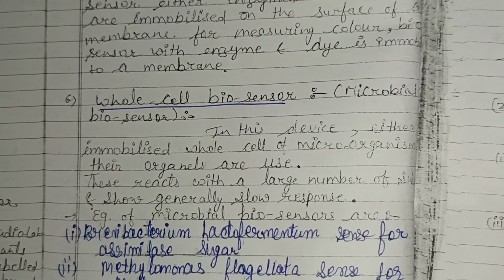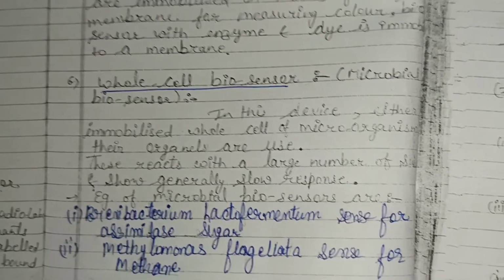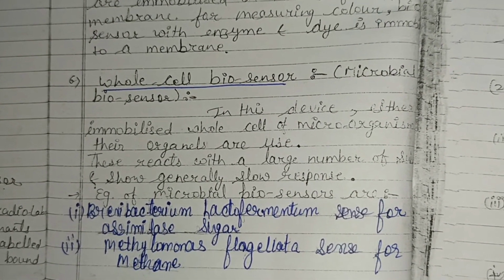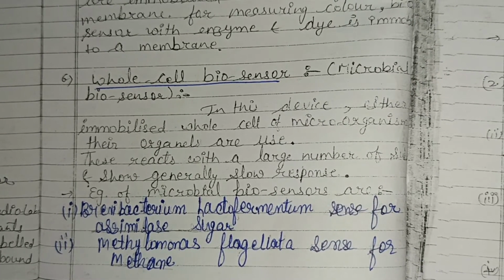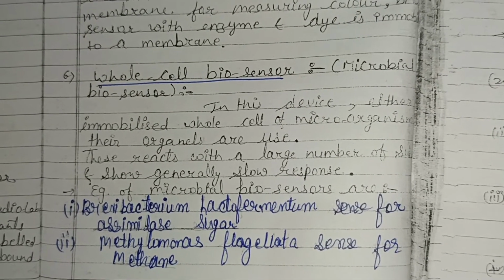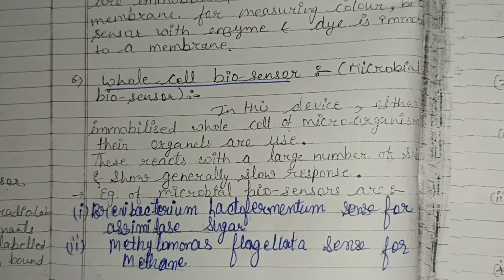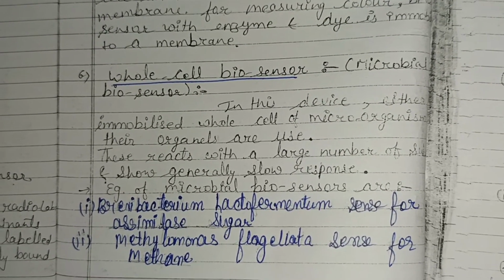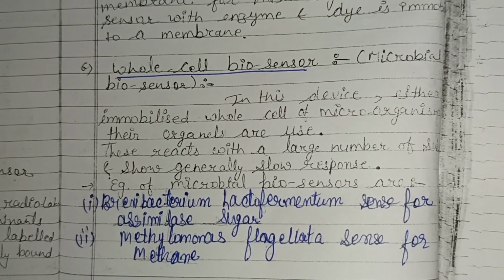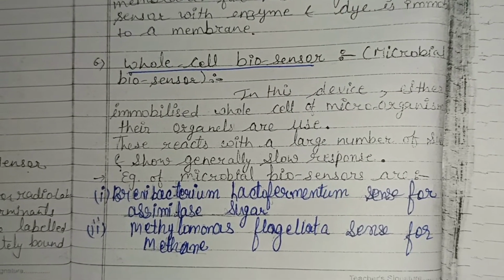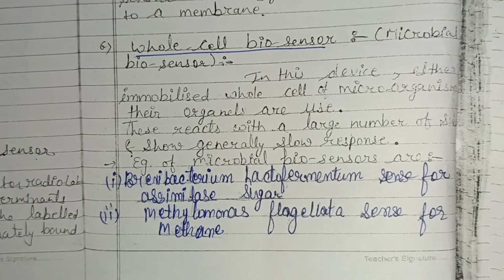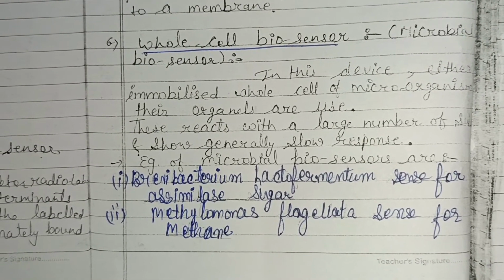Then whole cell biosensor, it is also known as microbial biosensor. In this device, either immobilized whole cells of microorganisms or their organelles are used, that is, the full cell or a part of the cell, that is organelles. These react with a large number of substances and show generally slow response as compared to others.